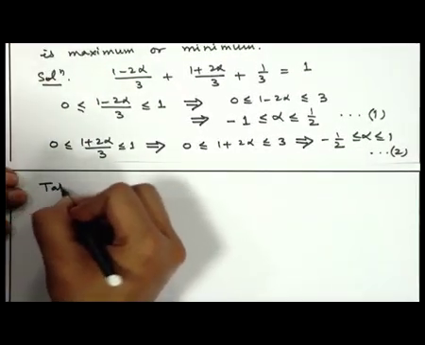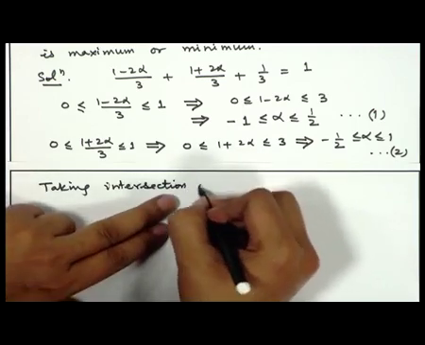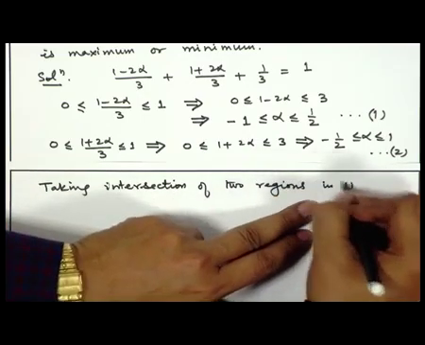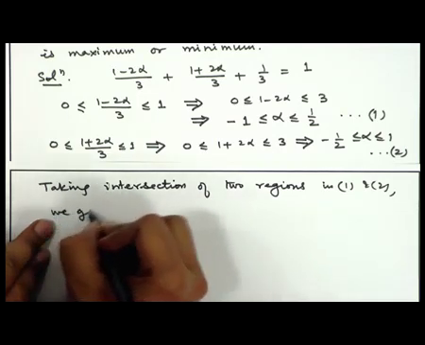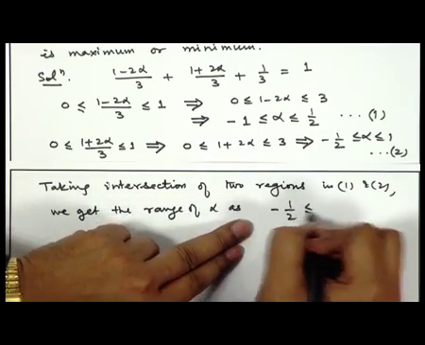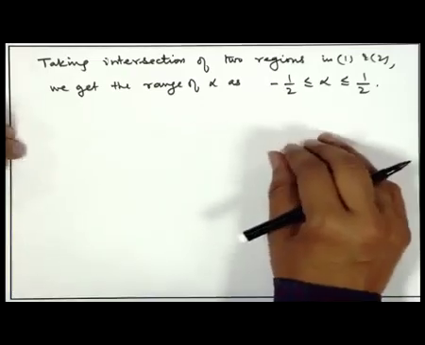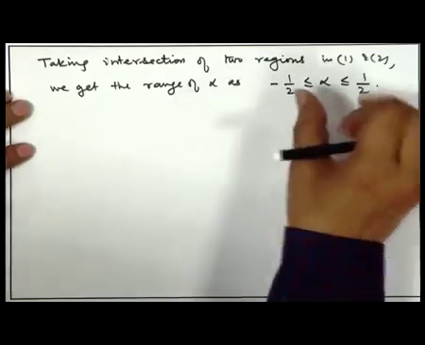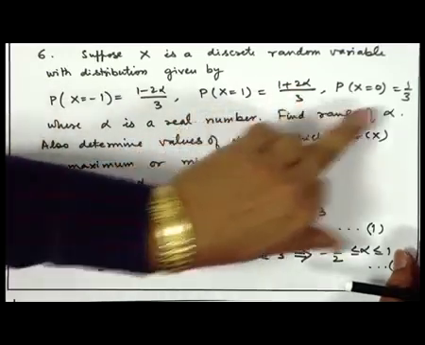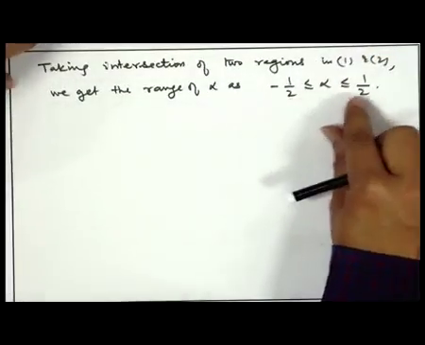So, taking the intersection of the two regions in 1 and 2, we get the range of alpha as minus half less than or equal to alpha less than or equal to half. So, in order that the probabilities 1 minus 2 alpha by 3, 1 plus 2 alpha by 3 and 1 by 3 define a probability distribution, the relevant range for alpha will be minus half to half.